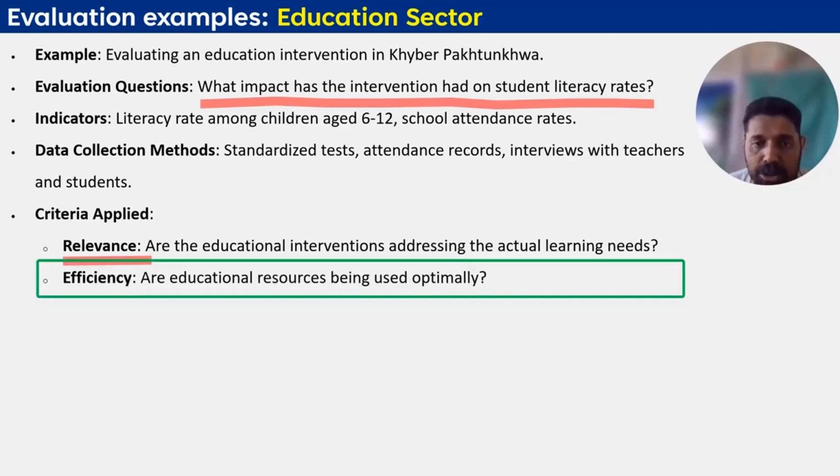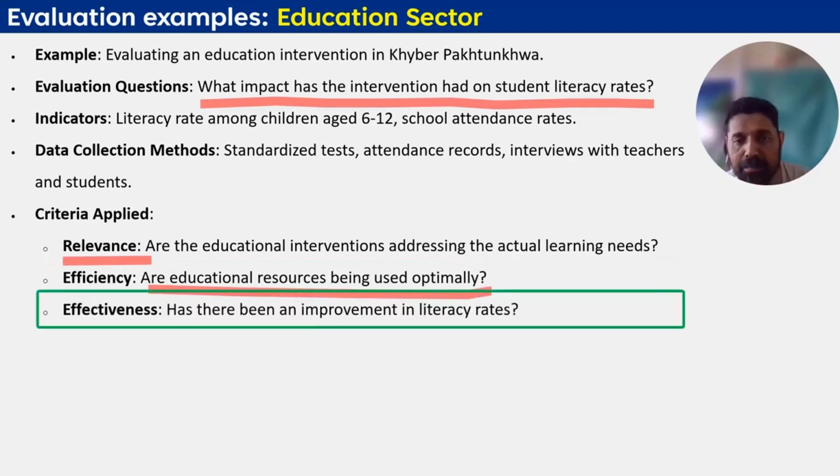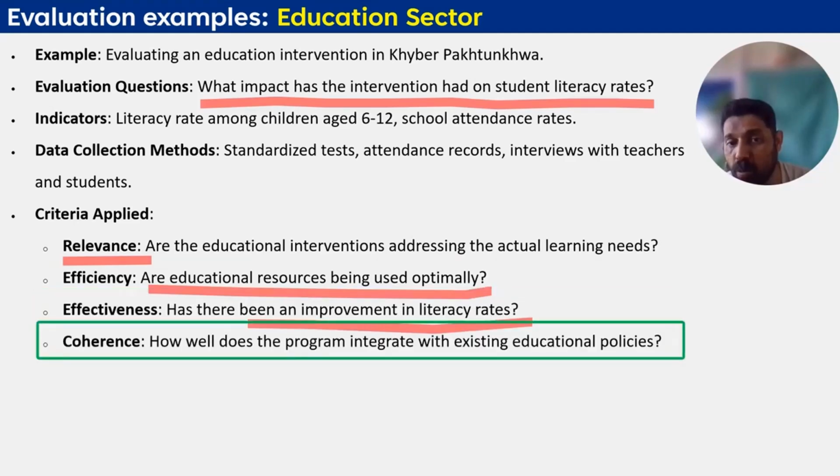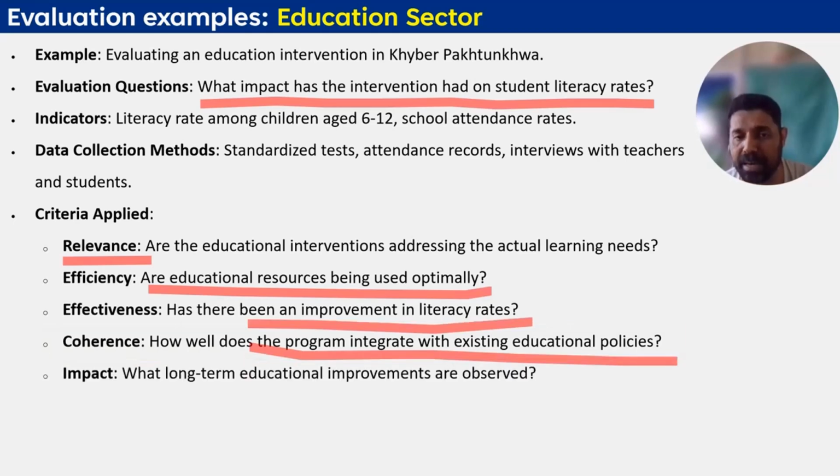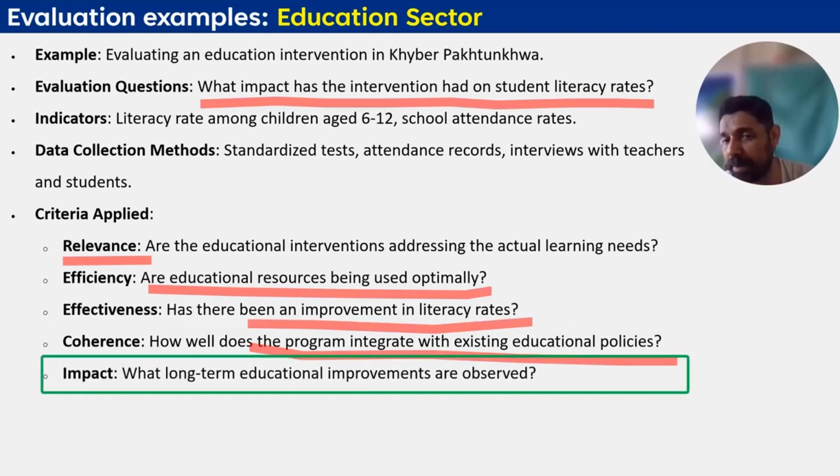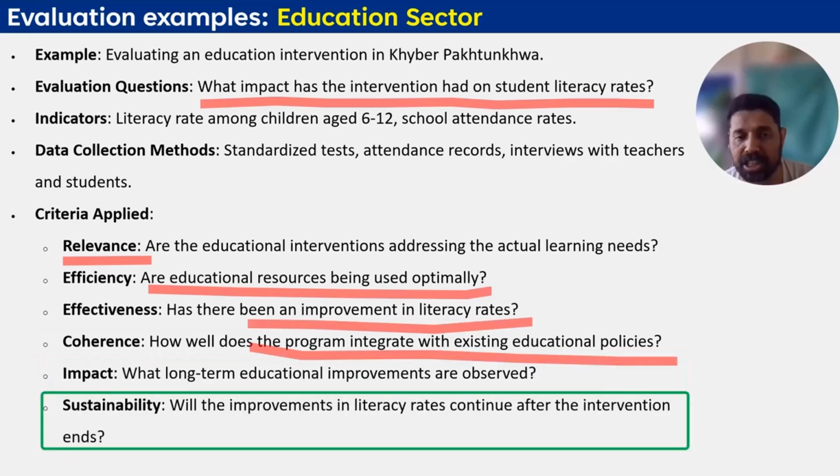Efficiency: are the educational resources being used optimally? Effectiveness: has there been an improvement in literacy rate or not? Coherence: how well does this program integrate with existing educational policies, such as policies on improving literacy? Similarly, for impact: what long-term educational impacts are observed? And for sustainability: will the improvement in literacy rates continue after the intervention ends or not?